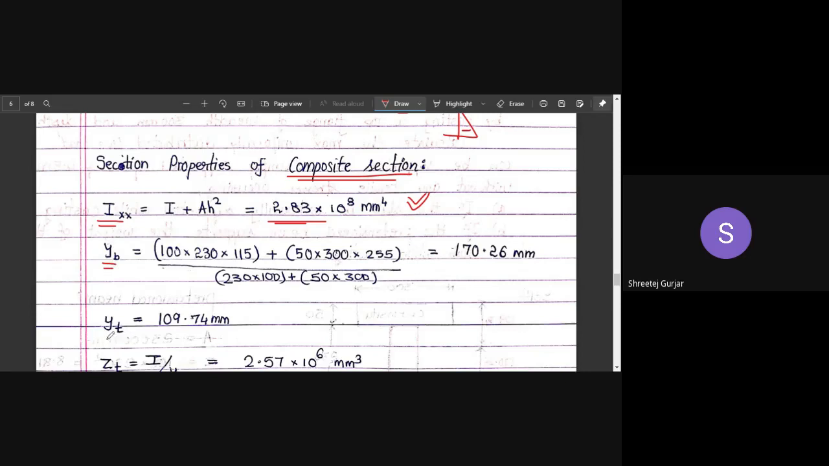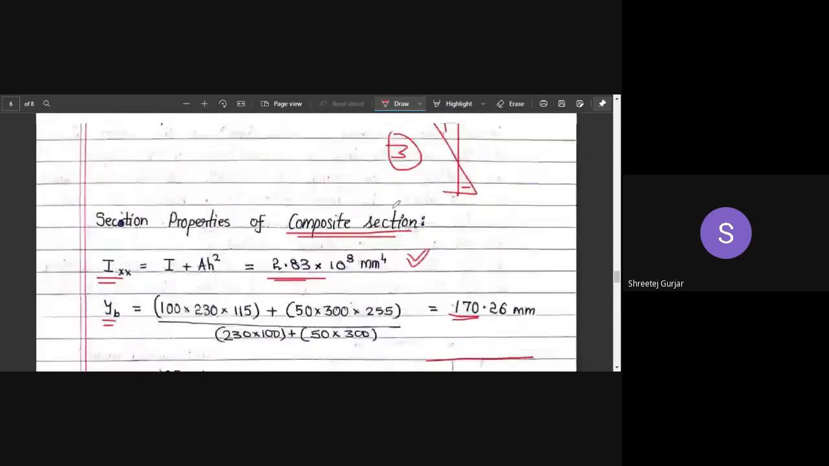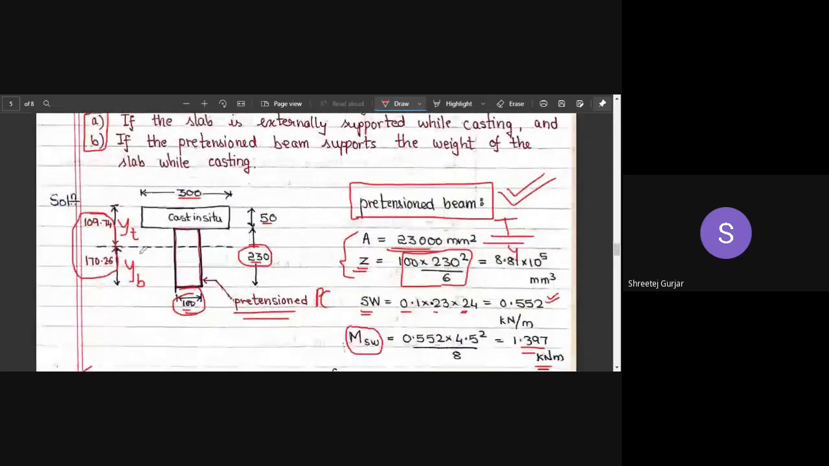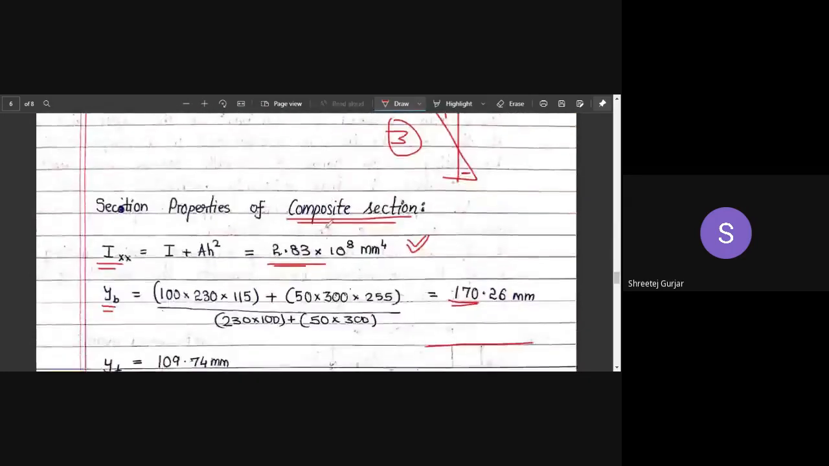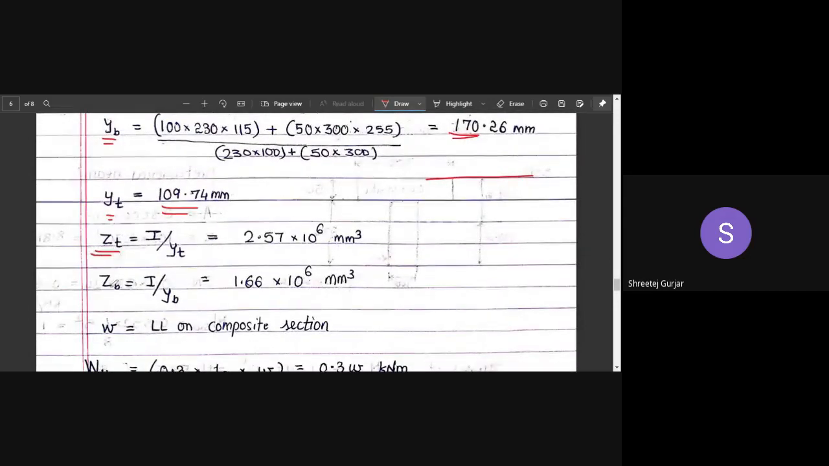YB and YT, similarly as we have done in the previous numerical, same method you can follow, and you can calculate YT and YB. So it is 170.26 from the bottom and 109.74. That is nothing but the neutral axis, right? The location of the neutral axis, which I have drawn over here, you can see, right? So YT and YB we have calculated. This is nothing but the neutral axis of the entire composite section. Okay. So once you get the composite section properties, you can calculate ZT and ZB. ZT and ZB we have calculated.